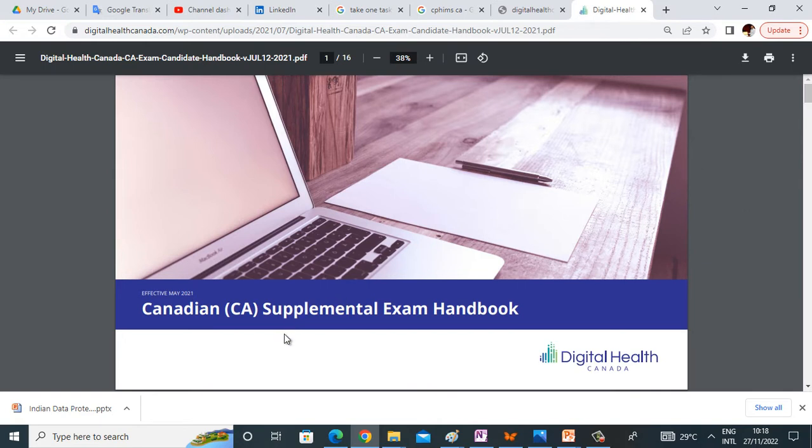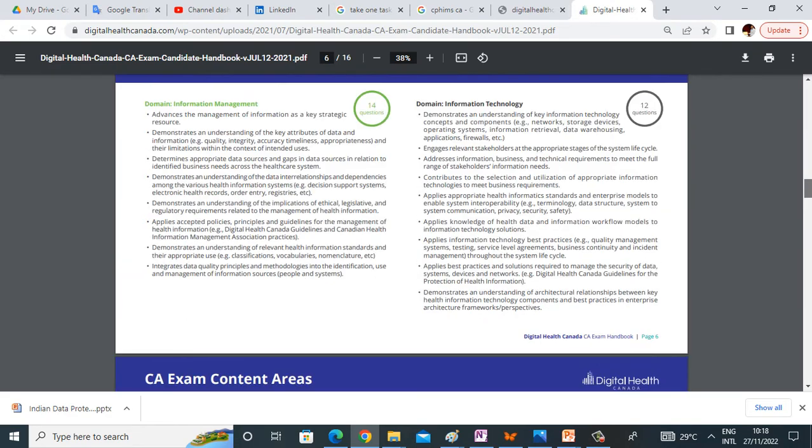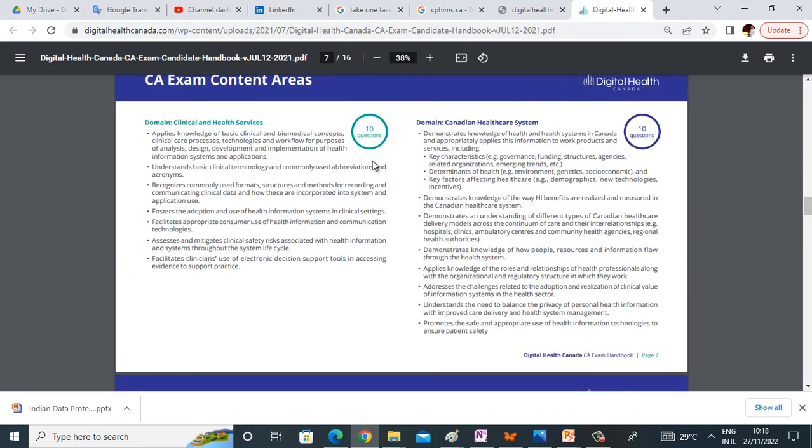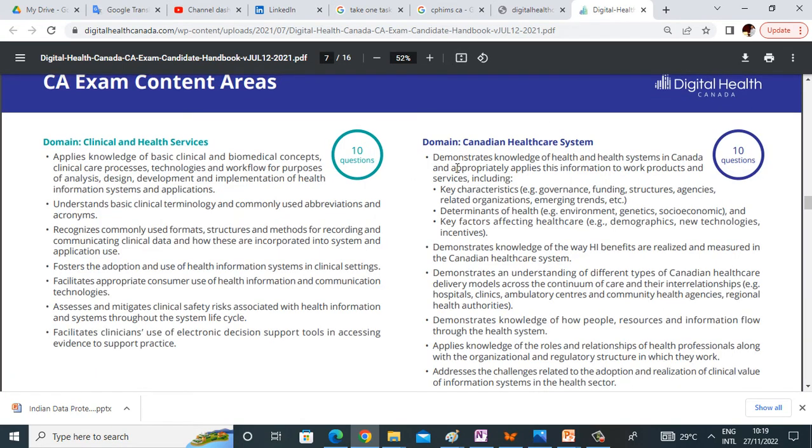Based on the Canadian Supplemental Exam Handbook effective from May 2021, a candidate is required to study the following topics under the Canadian healthcare system. Demonstrate knowledge of health and the health system in Canada and appropriately apply this information to work, products and services, including key characteristics, for example governance, funding, structures, agencies, related organizations, emerging trends, etc.